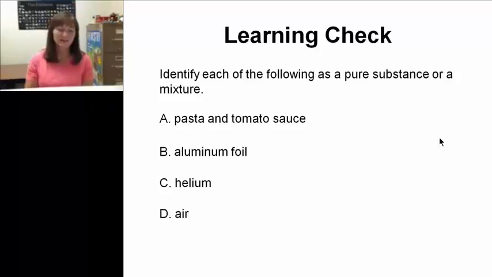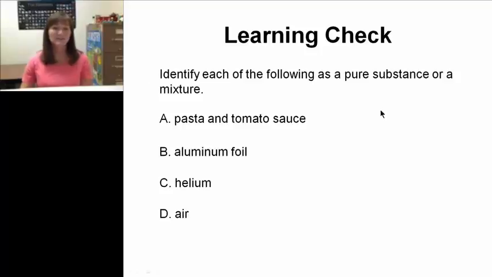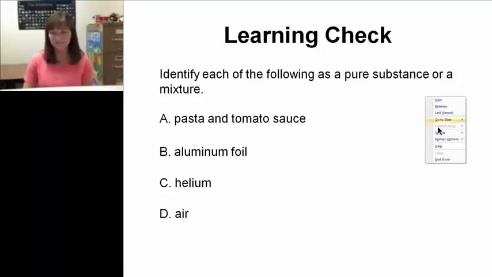So I've got a couple learning checks just to make sure you're getting the concepts here. Identify each of the following as either a pure substance or a mixture. I recommend that you pause the video right now and go ahead and try answering the problems on the next 2 slides. I'm going to grab my pen.